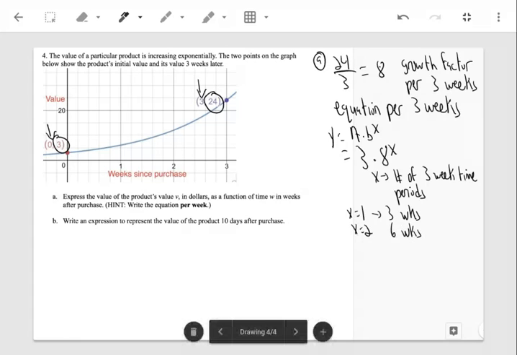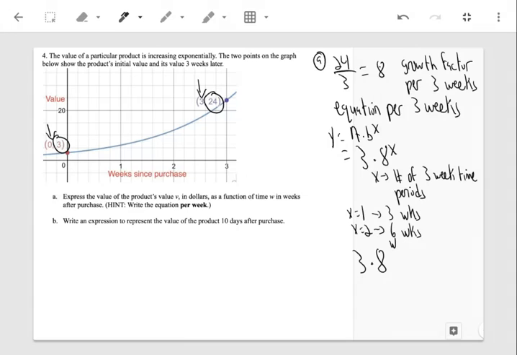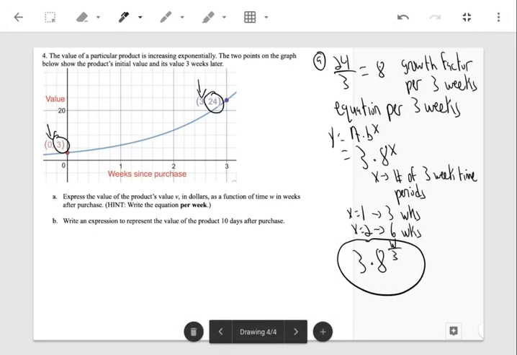So that means going the other way, I have to take the number of weeks and divide it by 3. So this is going to end up being 3 times 8, and now I'm going to use W for weeks. 3 times 8 to the power of W divided by 3, right? Because if I take the number of weeks and divide it by 3, that gives me my x value up here. So this right here is my equation per week. That is your answer to A.